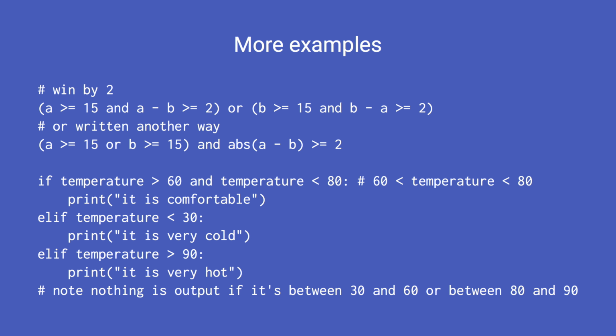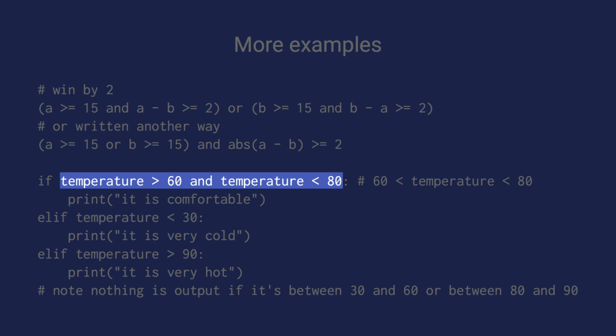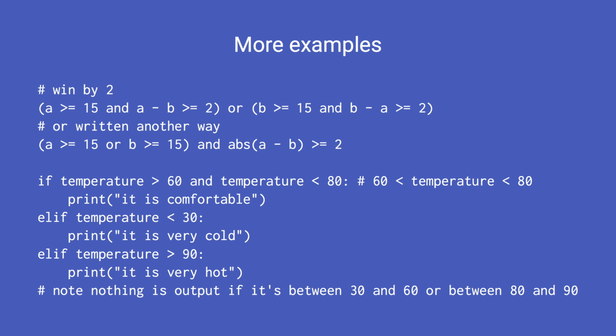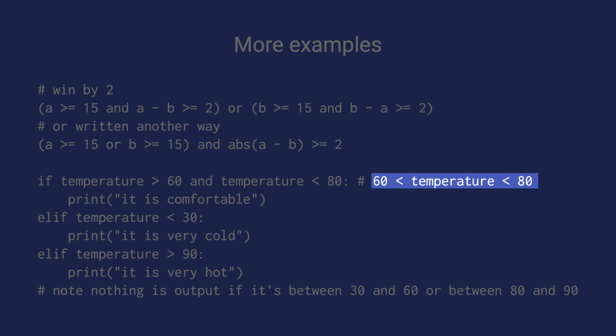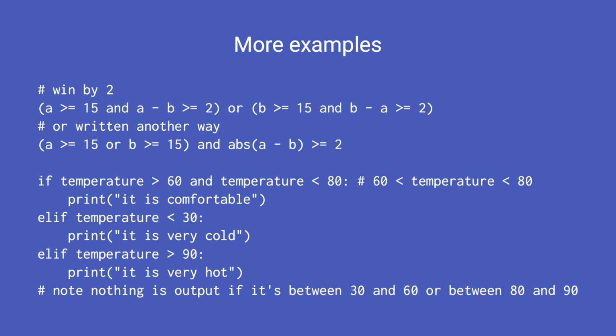Here is another example with temperatures. I consider the temperature to be pleasant if it is between 60 and 80 degrees Fahrenheit. We need to use the AND operator since I want it to be both greater than 60 and less than 80. Recall that Python has a shorthand for this calculation, but this does not work in most other programming languages. In those languages, you would have to use the AND operator.